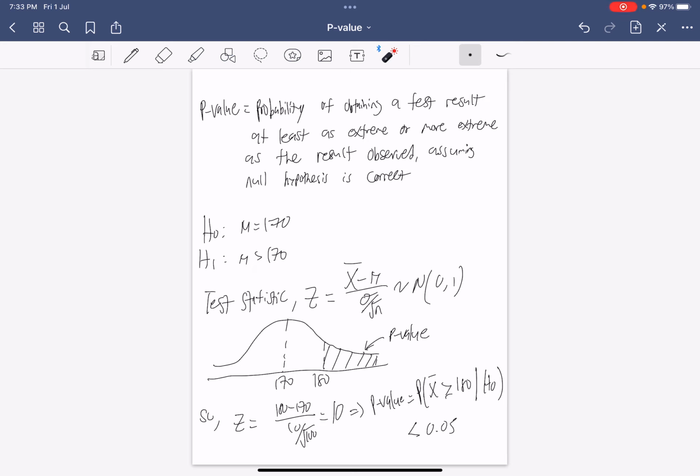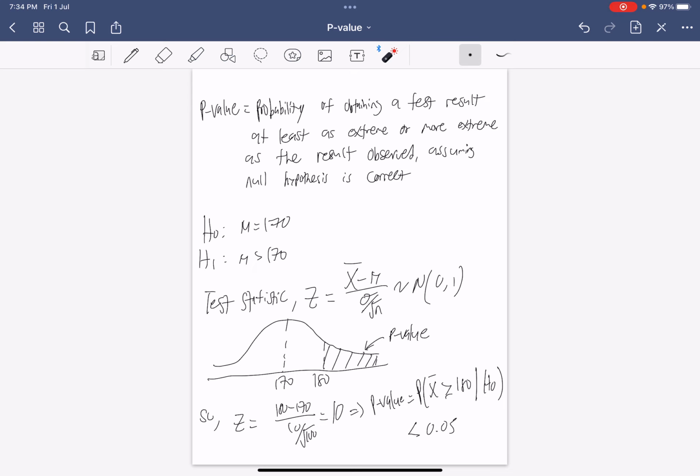180 cm. Then we go on to perform the hypothesis testing by calculating the Z or test statistic, assuming that the null hypothesis is true. And then we look at the definition of the p-value. It wants us to calculate the probability of obtaining this test result, the 180 cm, that is at least as extreme or more extreme than it.